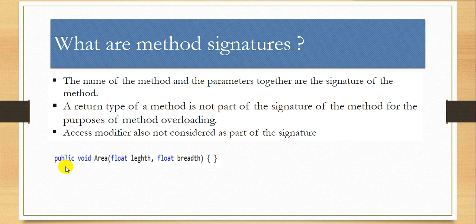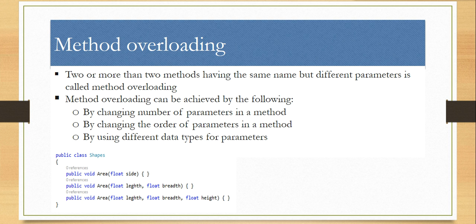So here I've declared a method called area, that is the method name. That is a part of the signature, and the parameters that are float length and float breadth, they are also a part of the signature of the method.